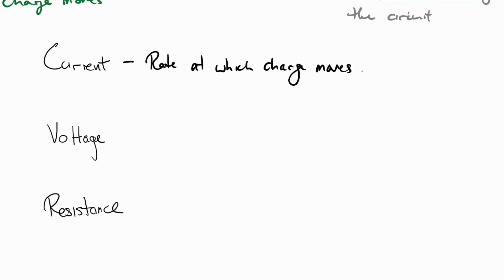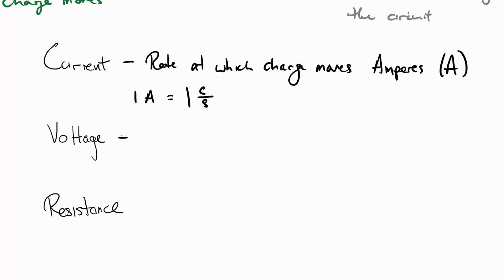And we're going to measure it in amperes, which we abbreviate as an A. 1 ampere is 1 coulomb per second. So if you have a 1 amp current, 1 coulomb of charge goes by every second.